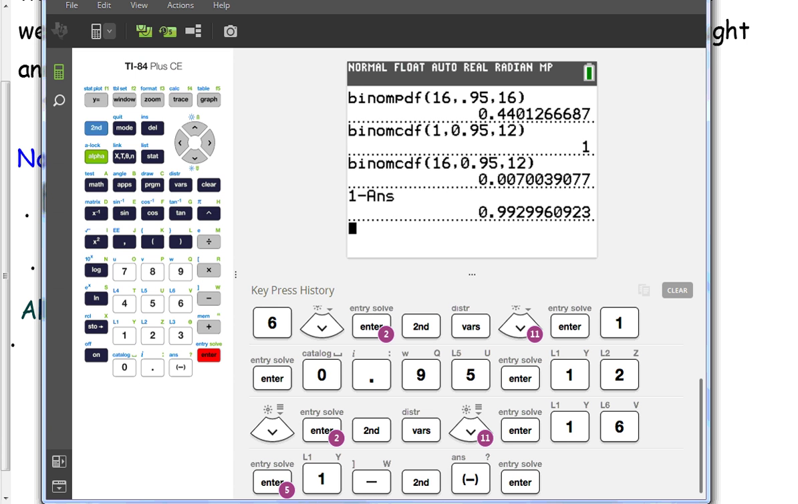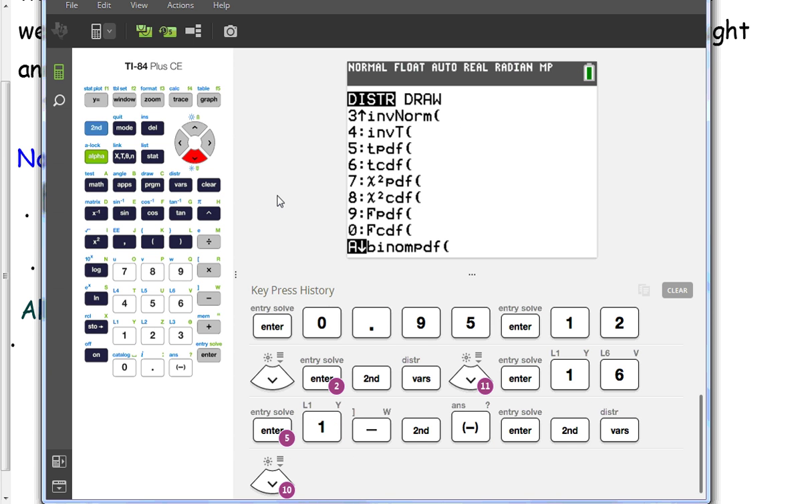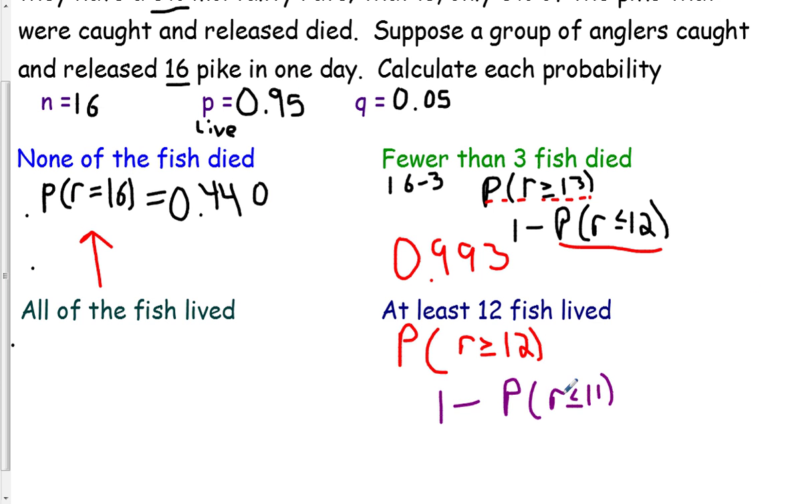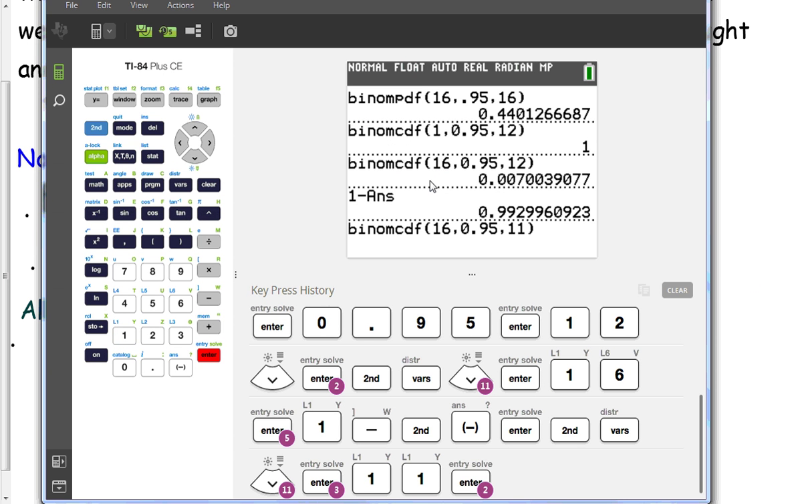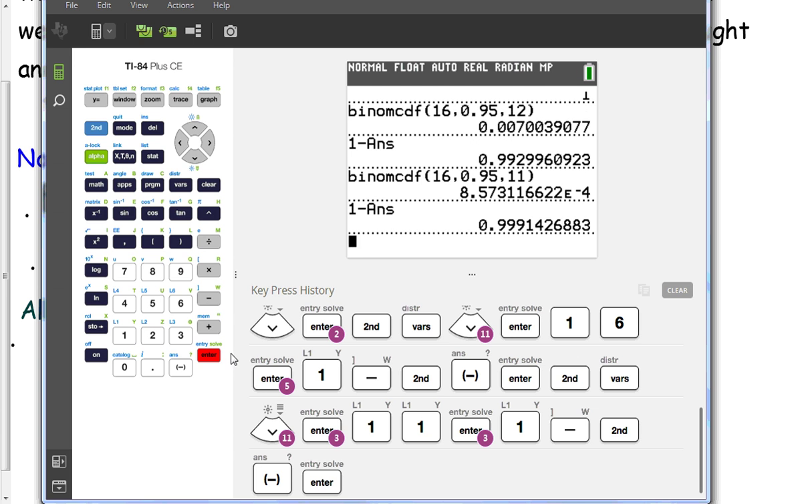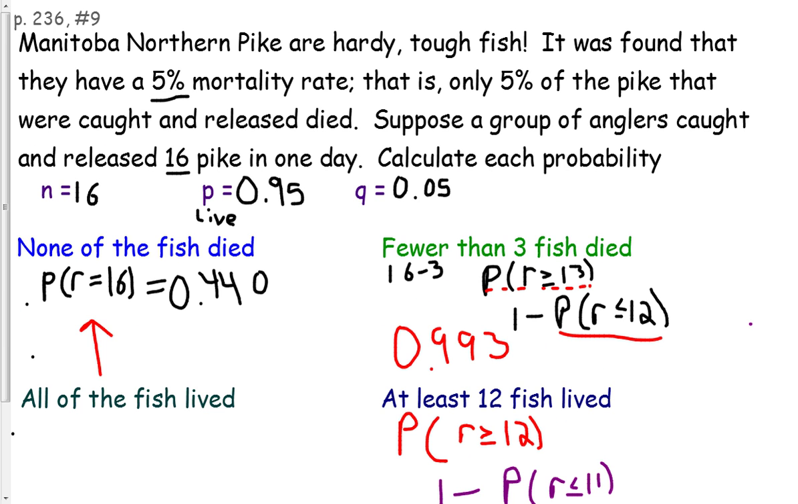So we're doing that one last time here. Finish it up. Okay, go all the way down to, again, part B, because it is less than or equal to. 16 is our trial, 0.95 is still true. This time we want 11. And just double checking, R is less than or equal to 11. Paste, enter, and we get, again, scientific notation. So we would move this 4, 1, 2, 3, 4, and we're going to do 1 minus that answer. And we'll probably still get an answer very close to 1, so 0.999. Okay. And that is the end of the lesson.